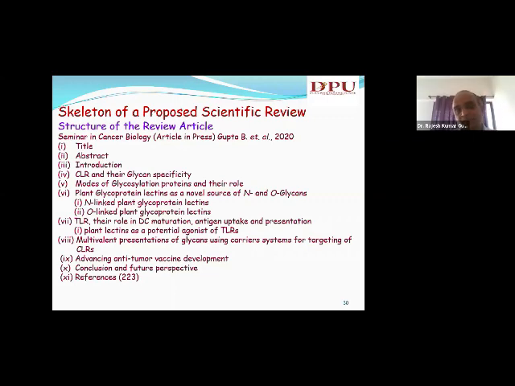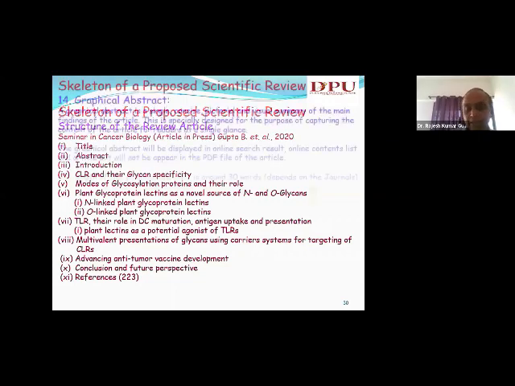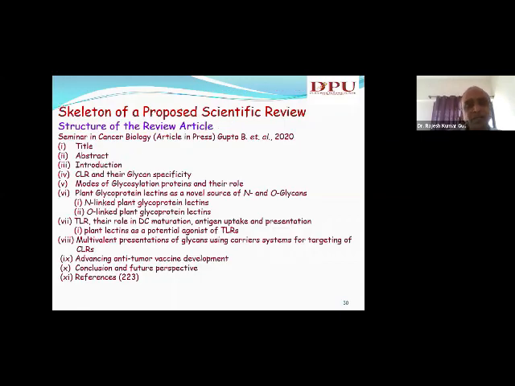This paper was around 20 printed pages. Approximately 223 citations are there in this scientific review. I would say it took me around 40 or 45 days of continuous writing to complete this review article.